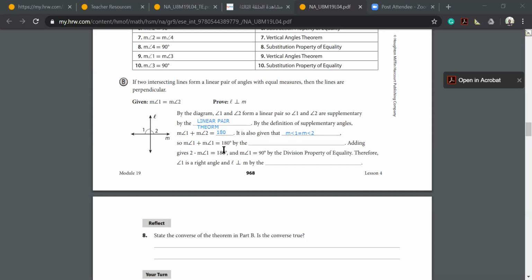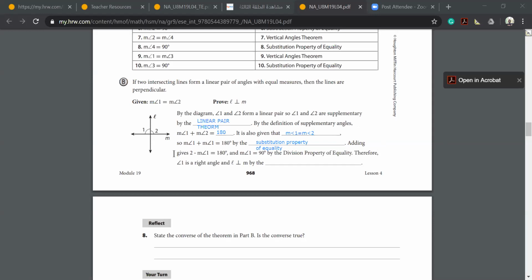What did he do here? He substituted, he removed measure angle 2 and put measure angle 1 instead, because they are already equal. So by the substitution property of equality, right? By the substitution property of equality.